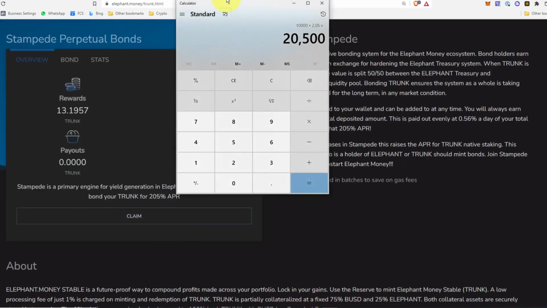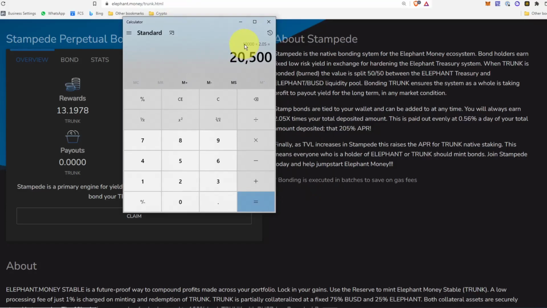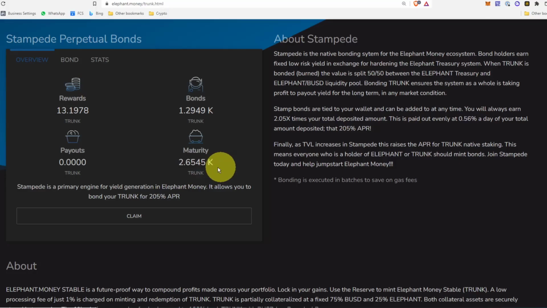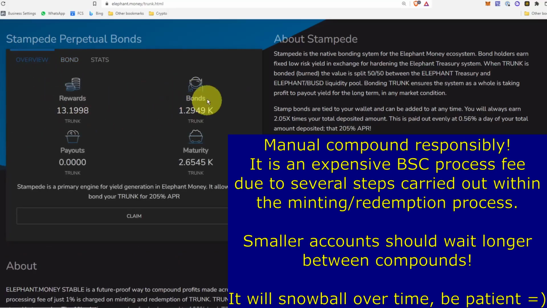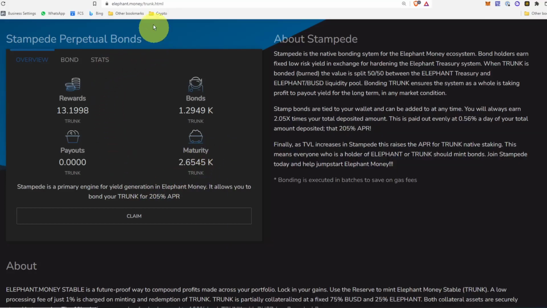So as a quick example, if you put in 10,000 Trunk into this, at the end of 365 days, you will get 20,500 Trunk divided by 365 days, which will be a 56 Trunk payout every single day, which you can let pool up until it reaches maturity, or you can claim it out as Trunk and rebond it to increase your bond amount and your maturity amount. Basically a manual roll.